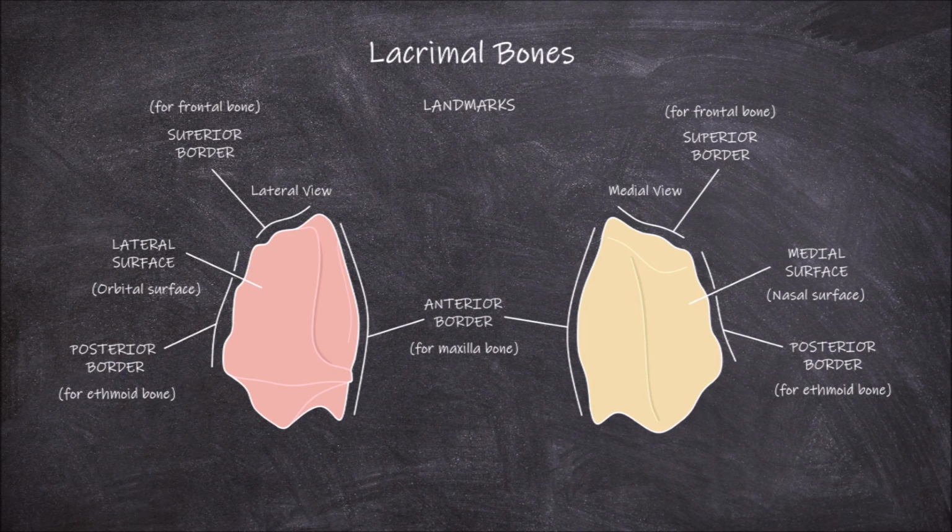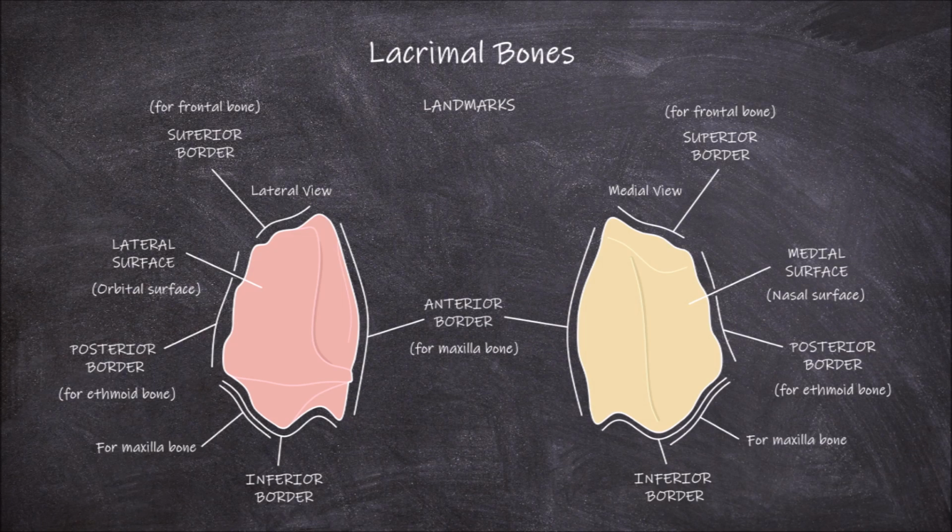The fourth and final border is the inferior border. This border is divided by the inferior part of the lacrimal crest. The posterior part of this border forms the border between this bone and the orbital plate of the maxilla bone. The anterior part of this border extends downwards, forming what is known as the descending process. The anterior part of this border forms the border between this bone and the inferior nasal concha bone.